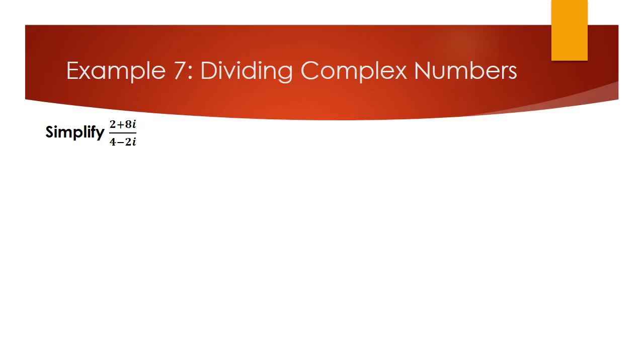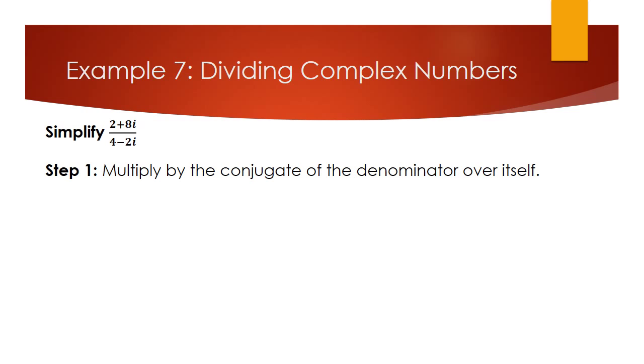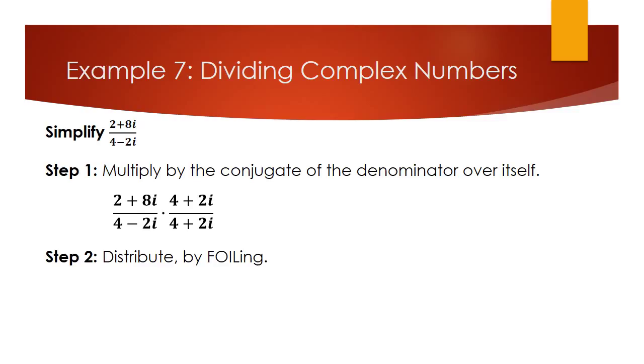Another example. 2 plus 8i over 4 minus 2i. First step, multiply by the conjugate of the denominator over itself. So you always change the sign of the imaginary value. The conjugate of 4 minus 2i is 4 plus 2i. So I'm going to multiply by that over itself. You need to distribute. So we're multiplying, you have to do it by foiling. For the numerator and the denominator, you need to foil.